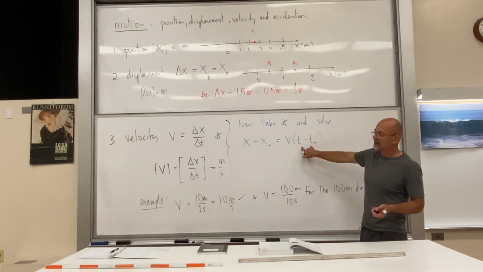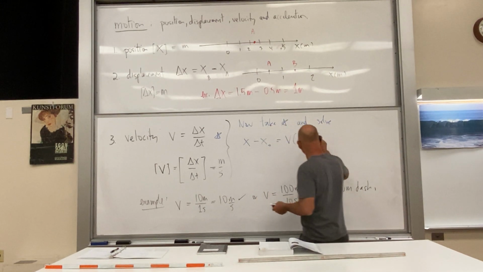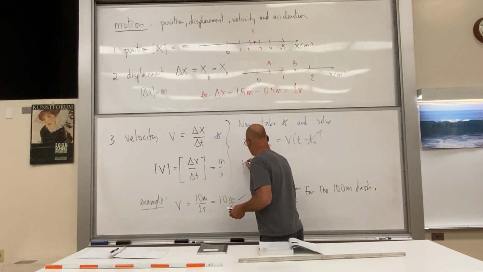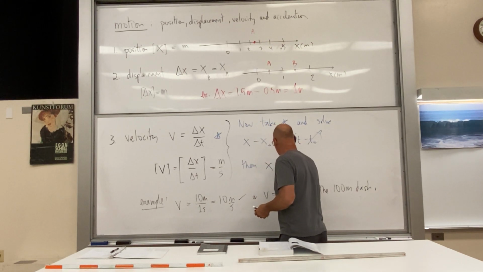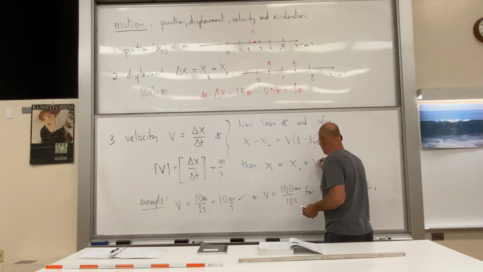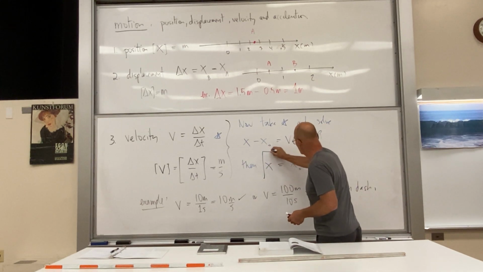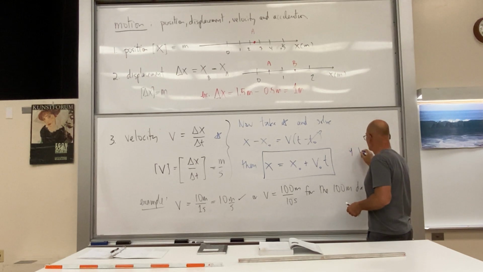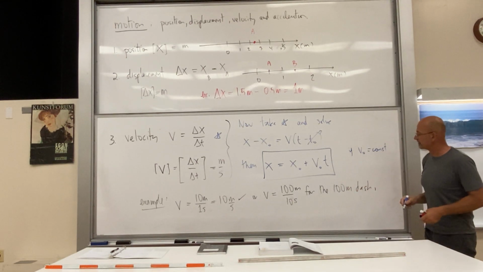That's my delta t, right? And we're just going to simplify it by ignoring the t sub 0. Then we're going to have x equals x0 plus v0 t, if v0 is equal to a constant.